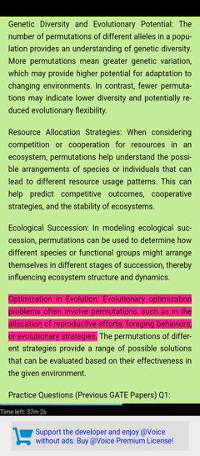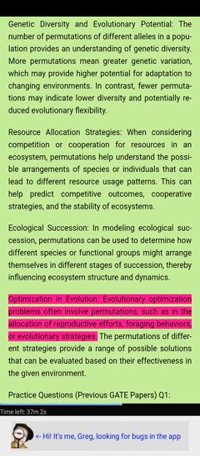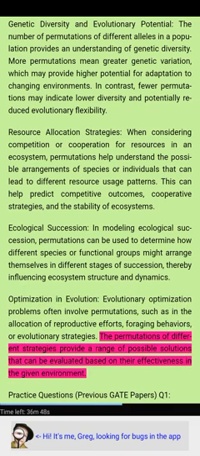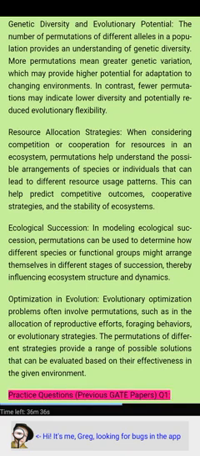Optimization and evolution. Evolutionary optimization problems often involve permutations, such as in the allocation of reproductive efforts, foraging behaviors, or evolutionary strategies. The permutations of different strategies provide a range of possible solutions that can be evaluated based on their effectiveness in the given environment. Practice questions. Previous GATE papers.